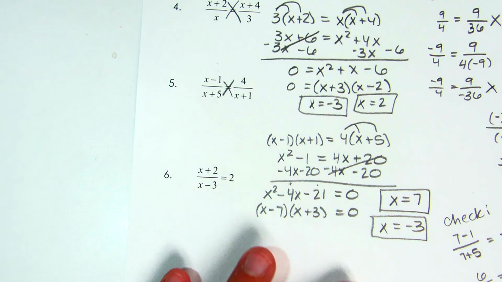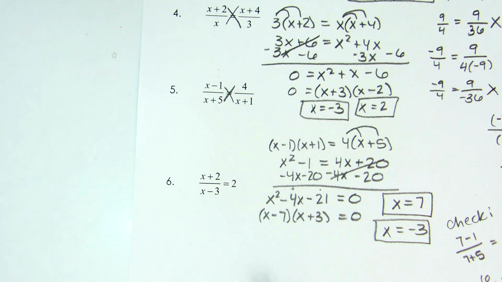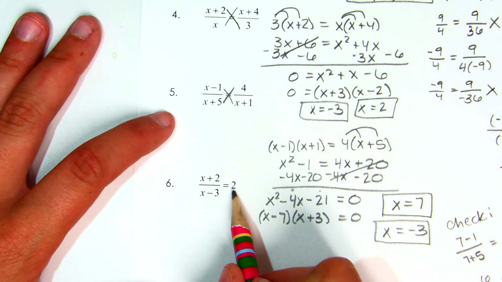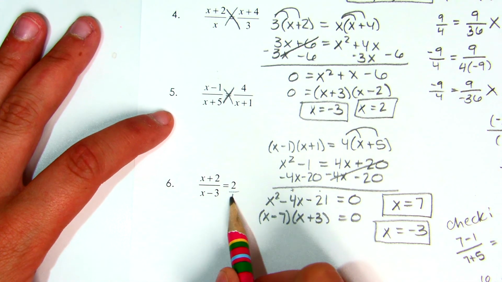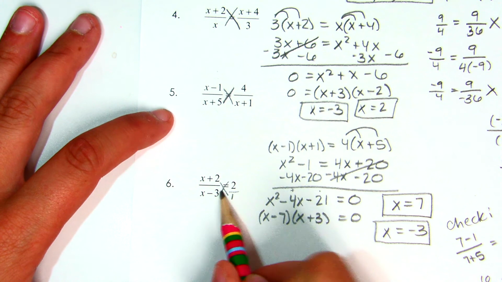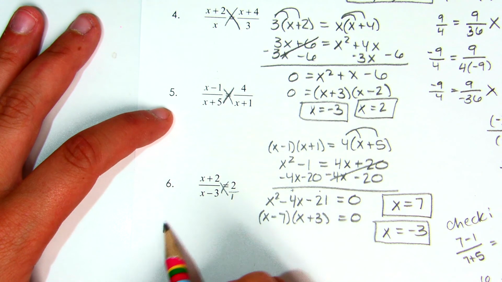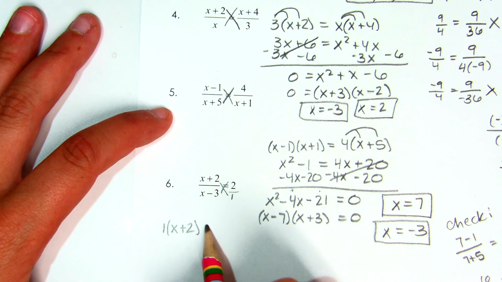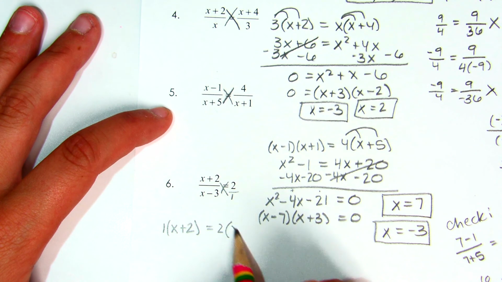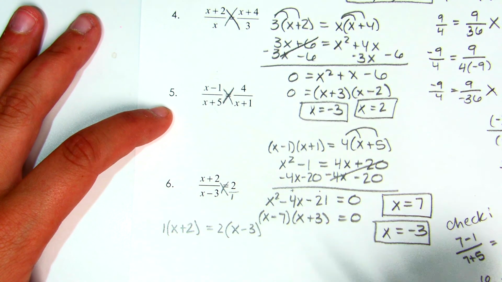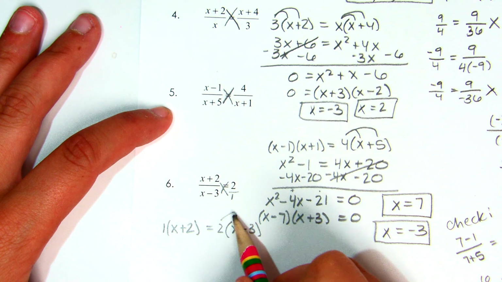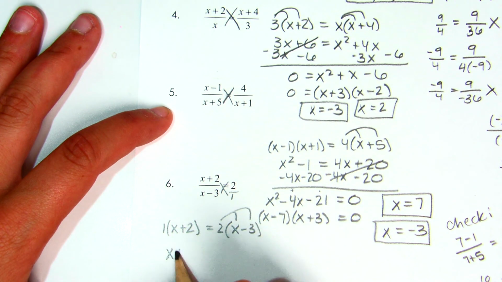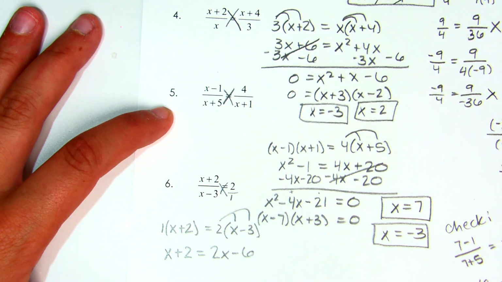All right, last but not least, number 6. Remember when I have a whole number and I need to cross multiply, a whole number turns into a fraction by going over 1. So now I can cross multiply. So 1 times x plus 2 equals 2 times x minus 3. So I'm going to distribute. x plus 2 equals 2x minus 6.